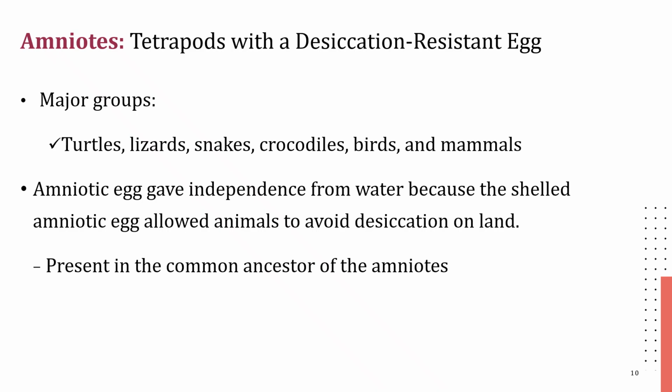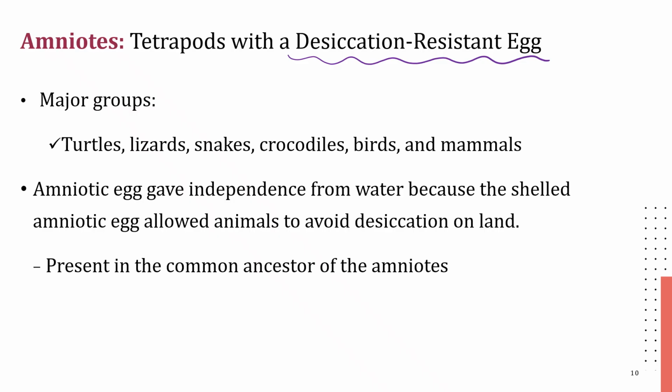And the amniotic egg, or this desiccation-resistant egg, was the key factor that allowed animals to be completely removed from water. So just like we had seeds and pollen that allowed plants to become completely removed from water, the amniotic egg does the same thing. If you recall from seed plants, that seed contained an endosperm and an embryo, and that endosperm nourished the tiny little embryo inside. The amniotic egg is going to do the exact same thing.